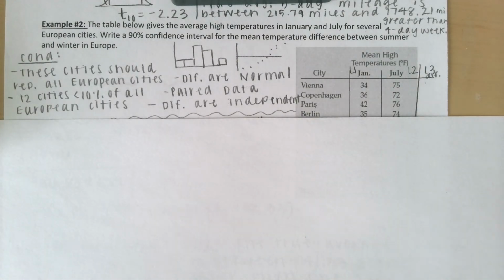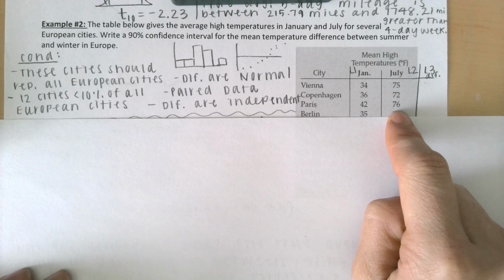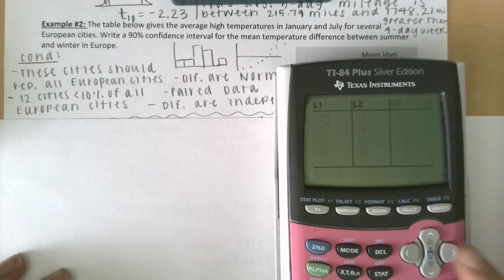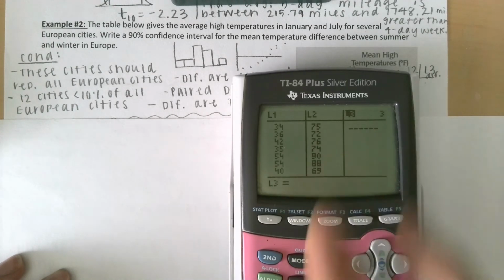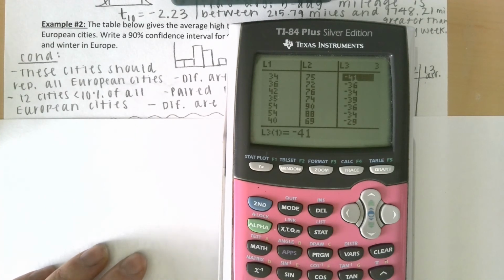Alright, here is my answer for example 2. I'm going to go kind of piece by piece here. Conditions: it didn't say they were random, so I just said these cities should represent all European cities. The 12 cities listed is definitely less than 10% of all European cities. The last 3 then, make sure that you are using the differences. So if you have January in L1, July in L2, you're finding the difference in L3. Again, you can do that by typing or scrolling up to L3 and typing in L1 minus L2. Should give you all those differences there.